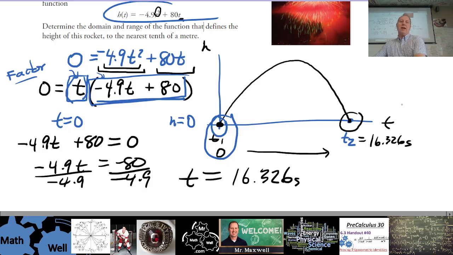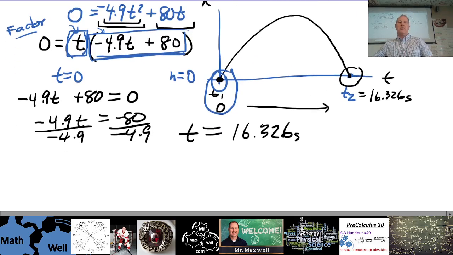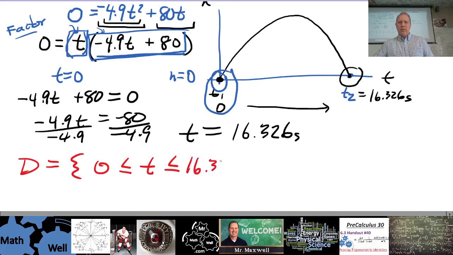All right, so that means, now I'm taking a long time, but I'm trying to explain this as well. So that means that the domain goes from 0, including 0, all the way, now this t is the variable, all the way to 16.326. And that's how you would write that. The t values are between 0, that's greater than or equal to 0, and also at the same time being less than or equal to 16.326. So that's the domain there.